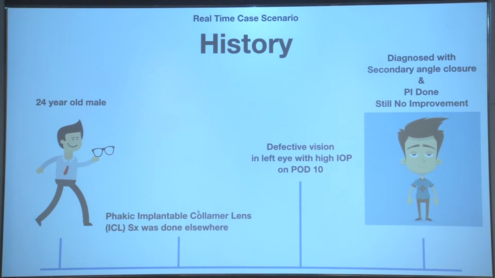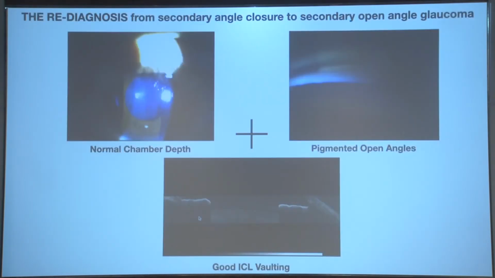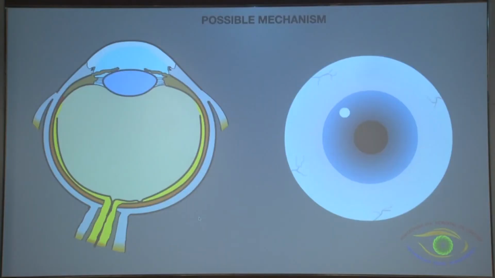So this is one of my patients who had an ICL and was diagnosed with secondary angle closure glaucoma, and PI was done, but still there was no improvement. When he came to us for a second opinion, it was actually open angle glaucoma which was quite pigmented. So we re-diagnosed him as open angle glaucoma, because he had a normal anterior chamber depth, the angles were open, and there was good ICL vaulting. So we wanted to show him how it really happened in his eye.